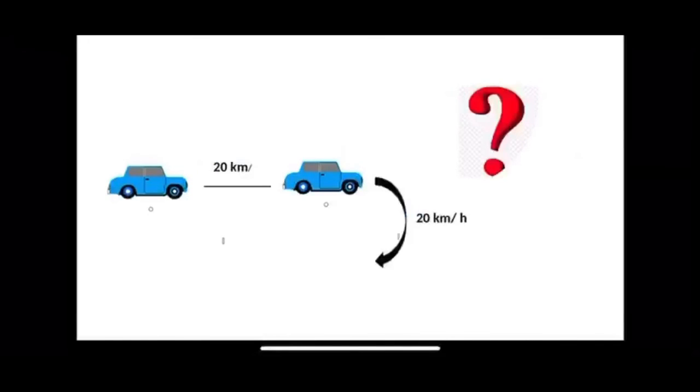Then what do you think about this situation? Is any acceleration involved here? The speed is constant here, that is 20 km per hour. But what about direction? Here you can see that the car is turning towards the right. So there is a velocity change and hence an acceleration.